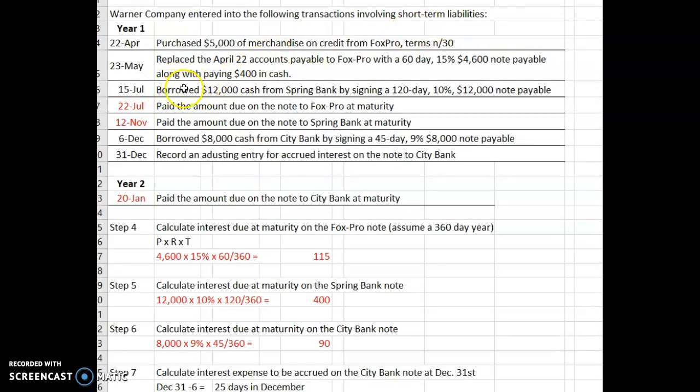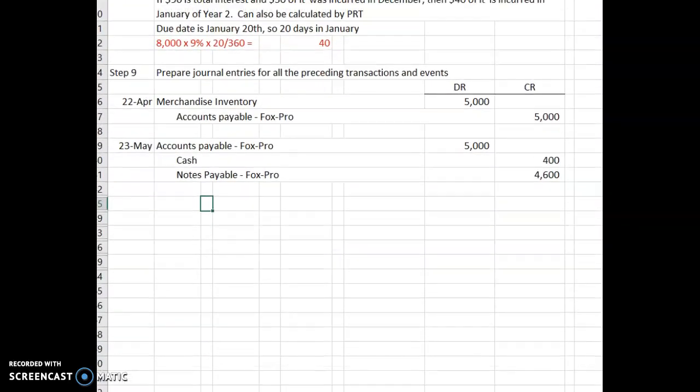On July 15th, we borrowed $12,000 cash from Spring Bank. Let's write that one together as well. I think you remember from chapter 3, simply debit cash for the amount you receive from the bank as proceeds for the loan, and credit notes payable - Spring Bank.